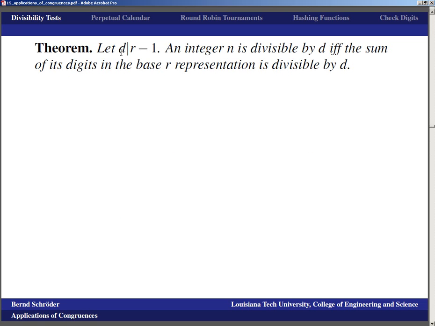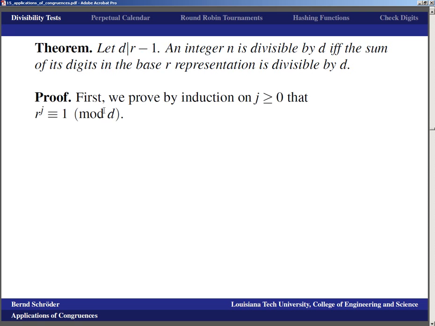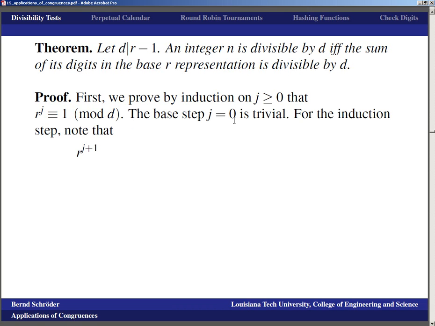Well, if we have that d divides our base minus 1, then an integer n is divisible by d if and only if the sum of its digits in the base r representation is divisible by d. So that is the abstract analog of the division by 3 result that we have. And the proof goes the same way, right? So we prove by induction on j greater or equal than 0 that r to the j is 1 modulo d. Well, the base step j equals 0 is trivial.